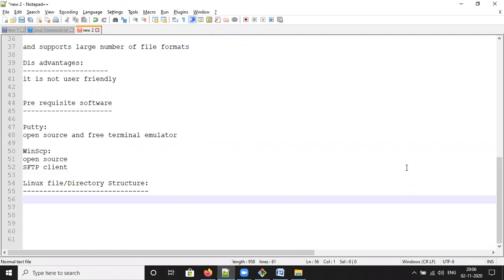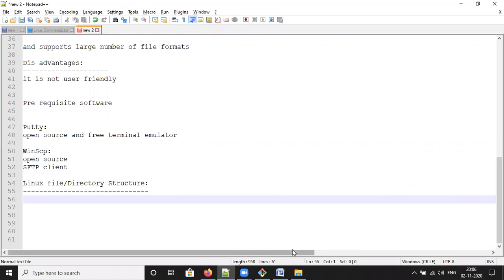In the previous session, we were discussing the Linux environment and the Linux introduction. Due to some network fluctuation, I suddenly got disconnected, and this is the continuation of that previous class. So we will discuss the Linux file or Linux directory structure.